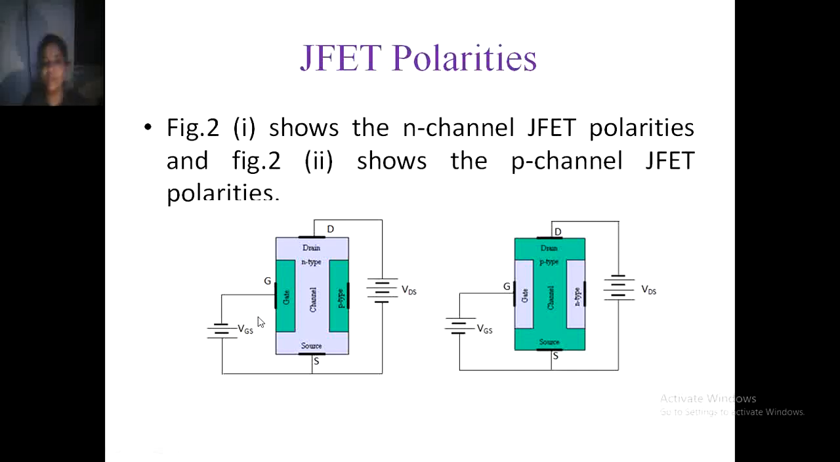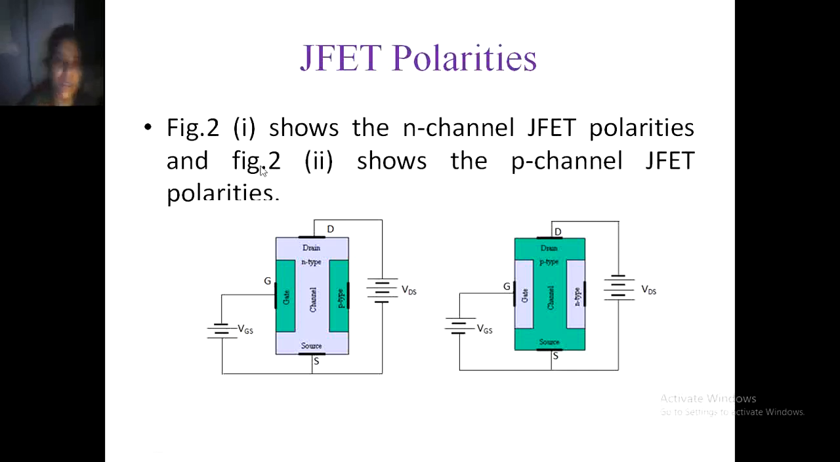Then what about the BJT? The BJT is said to be a current control device. Why is it a current control device? Because at the input side, the base current IB works as a control element to control the collector current. That's why the BJT is known as a current control device.